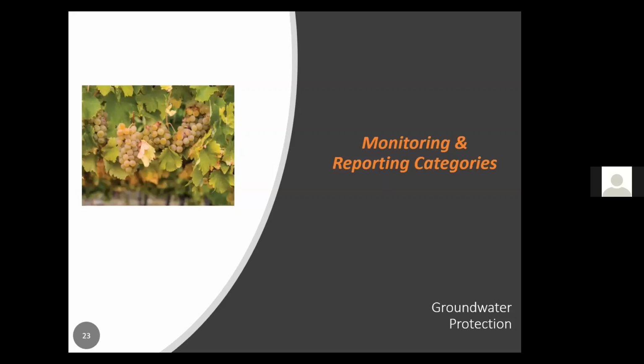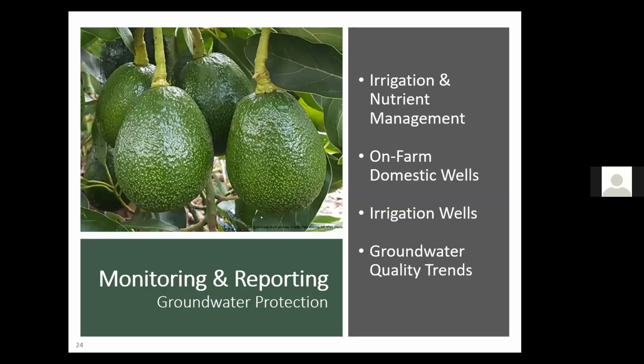Next, I'll be talking about monitoring and reporting requirements for 4 components associated with groundwater protection. And these components are irrigation and nutrient management, on-farm domestic wells, irrigation wells, and groundwater quality trend determinations.